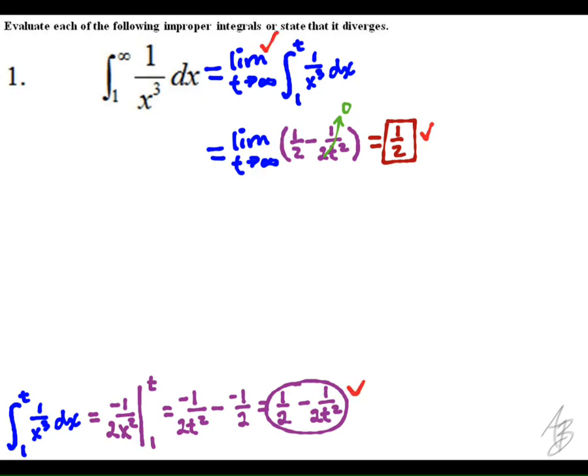which is 1/2. So in this problem, points were given for the final answer, also for writing the integral as a proper integral, or the limit of a proper integral, and then also for evaluating that definite integral with the variable in it.